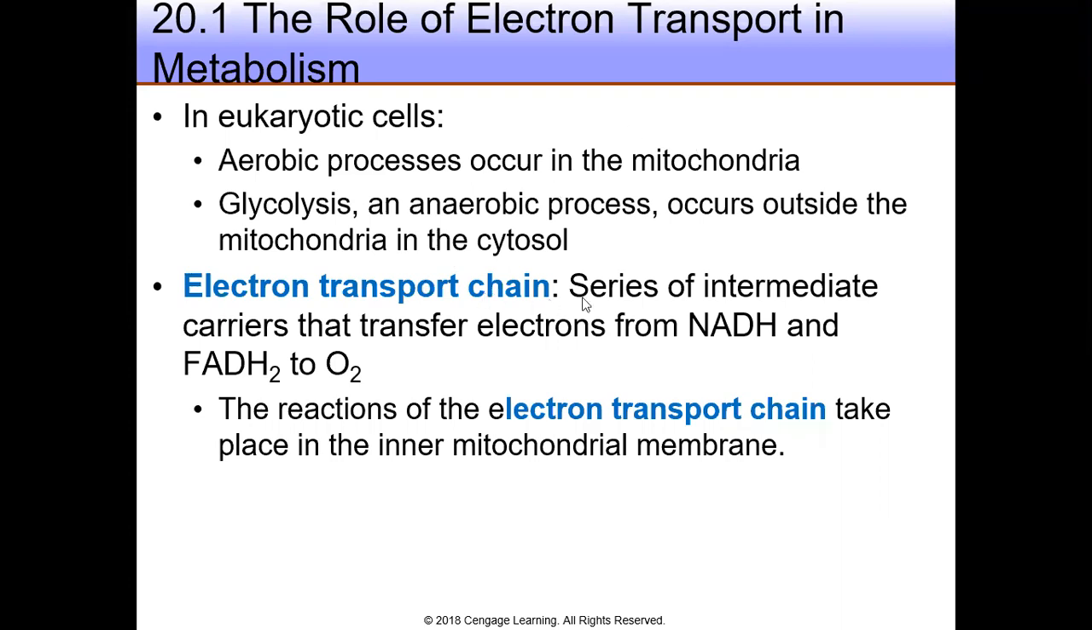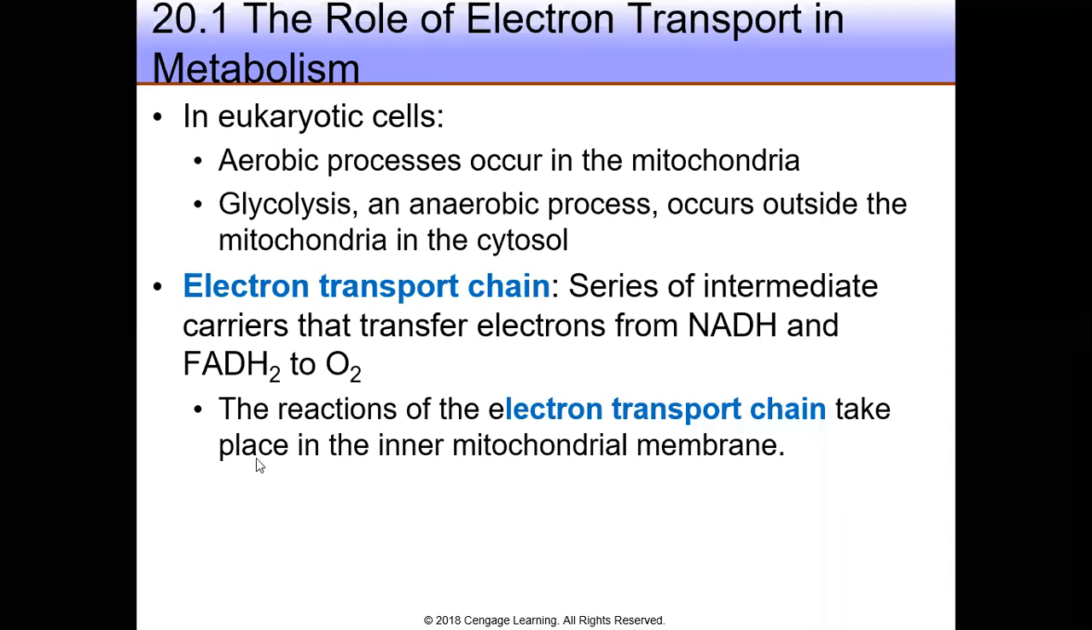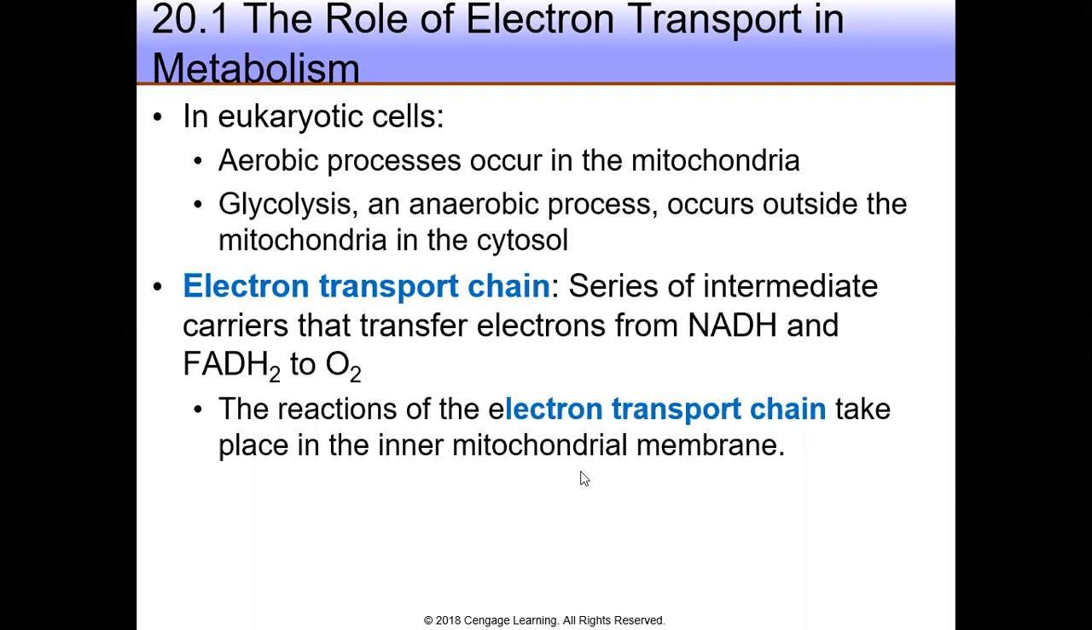Now, the electron transport chain is a series of intermediate carriers that transfer electrons from NADH and FADH2 to O2. The operation of the electron transport chain leads to pumping of protons, creating the so-called pH gradient, also called proton gradient. The reactions take place in the inner mitochondrial membrane, and as a result of electron transport, pumping of protons occurs to create the proton gradient or pH gradient. This proton gradient represents a stored chemical potential energy and provides the basis of the coupling mechanism. This is also referred to as chemiosmotic coupling.